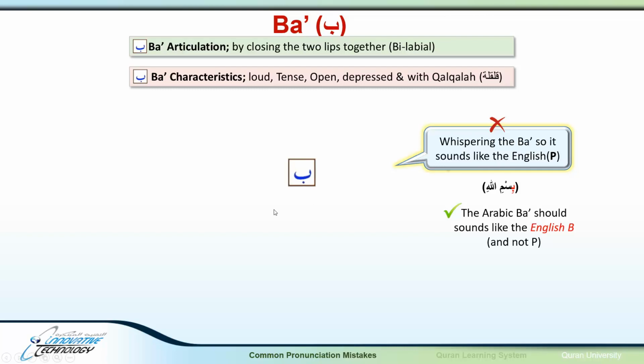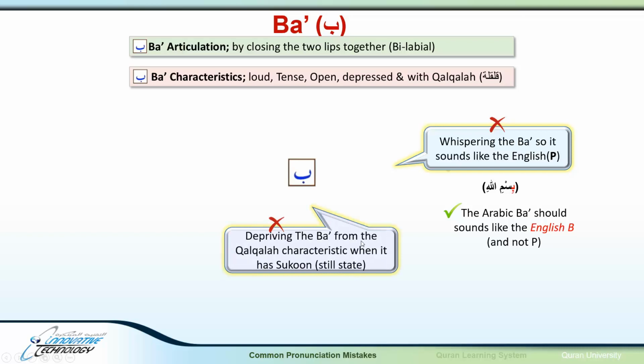The second common mistake of the ba is depriving it of the qalqala characteristic when it has sukoon, when it is in a still state, such as yubsirun. Instead of saying yubsirun without the bounce, we say yubsirun with it. So the ba needs to have the qalqala characteristic, especially when it has the sukoon. The right way to say it is yubsirun. Make sure to give the ba enough qalqala.